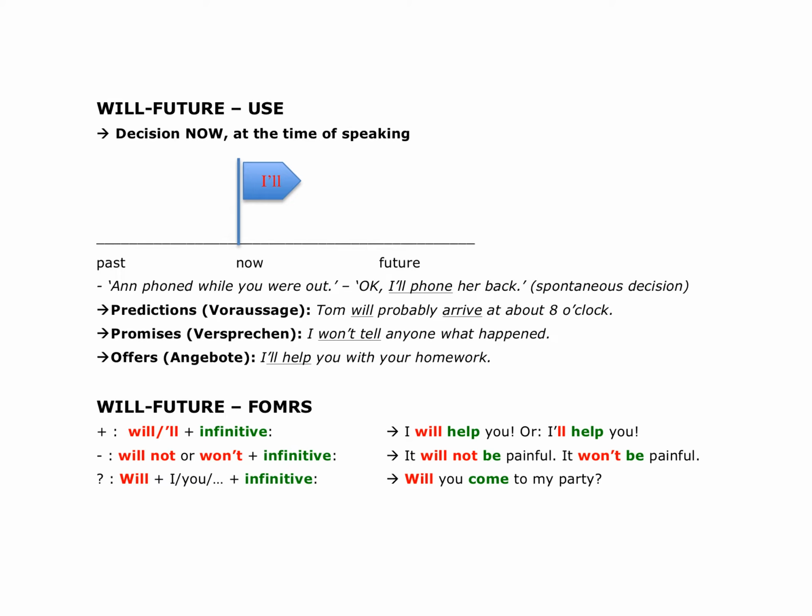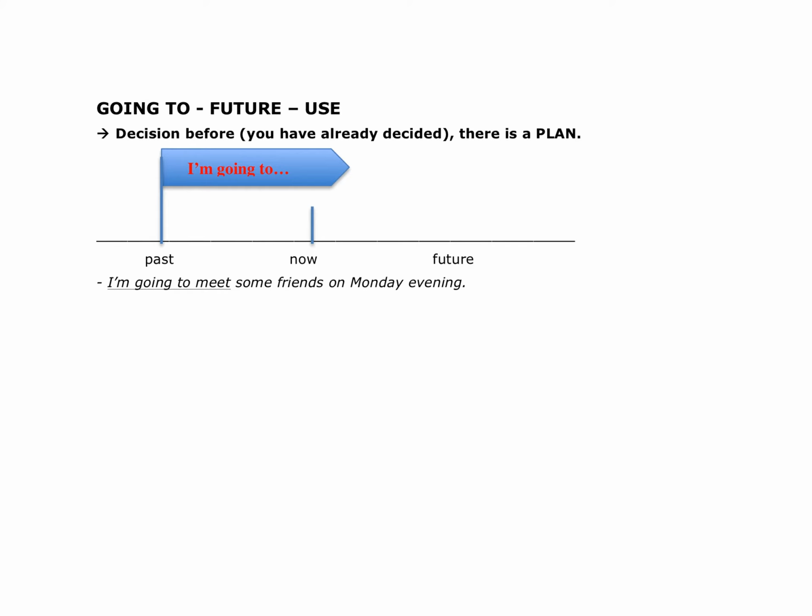Now I'm going to talk about another future tense, one that is also very important. It is the going to future. The going to future is used when the decision is already made before. So there is a real plan. Let's look at the example. I'm going to meet some friends on Monday evening. So this means that you have made a plan about meeting them. It's all arranged and planned.